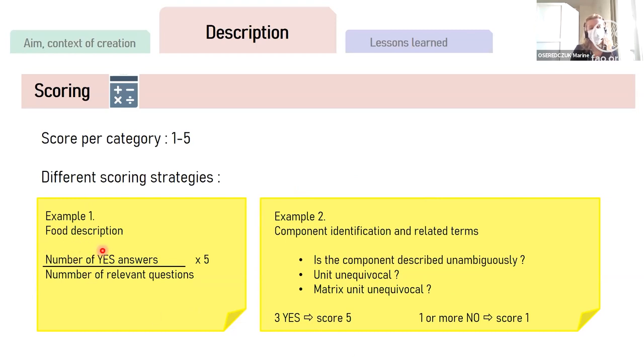The first example is for food description. To determine a score for this category, it was decided to multiply by 5 the number of yes answers, and to divide it by the number of relevant questions.